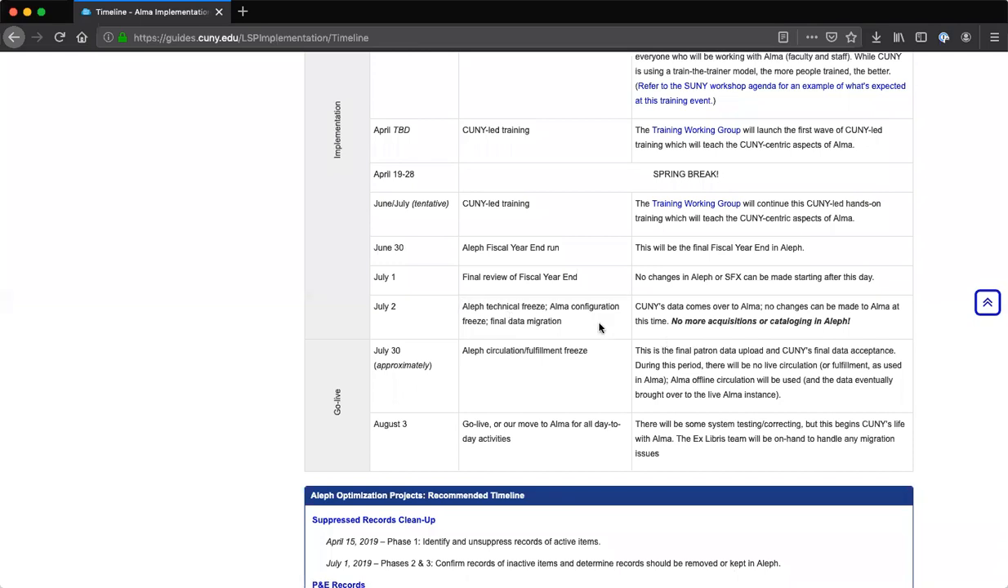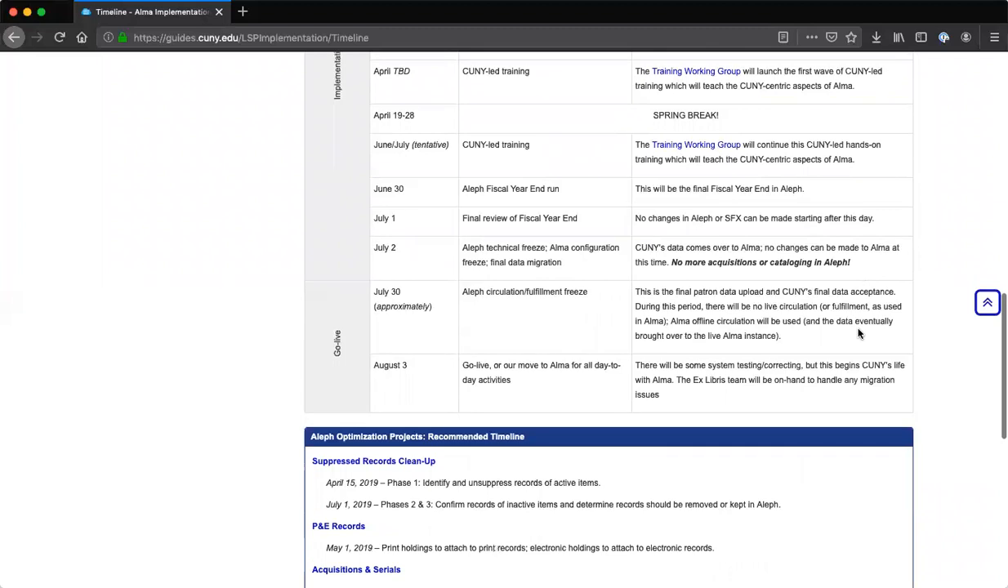And so starting July 2nd, there will be a technical freeze in Aleph, which means there will be no more acquisitions or cataloging in Aleph. At the end of the month, July 30th or so, again, we will have more specific dates as we learn from Ex Libris, we will have an Aleph circulation freeze. And this is when the final patron data will be uploaded to Alma and CUNY's final data will be accepted.